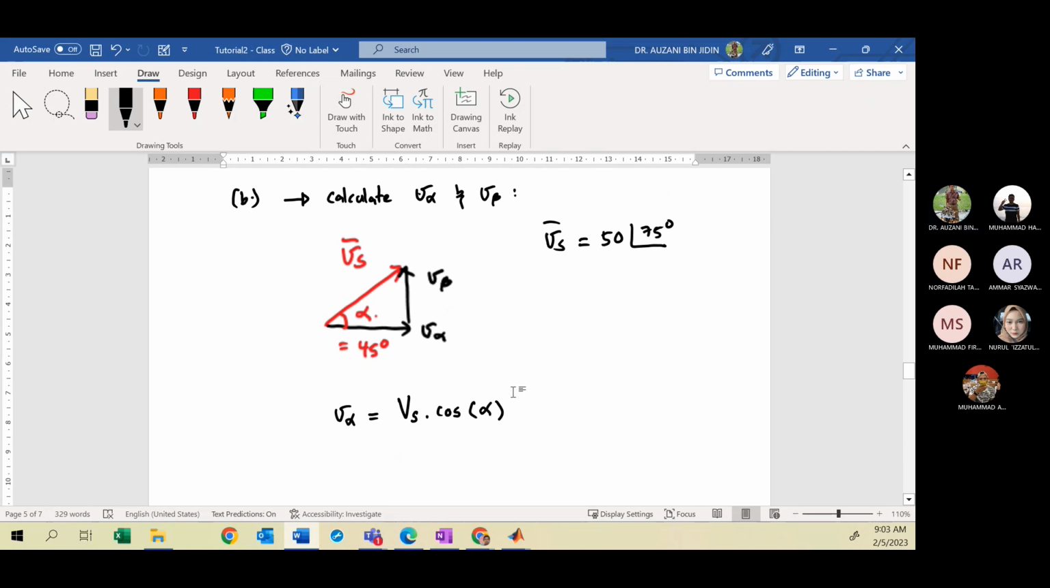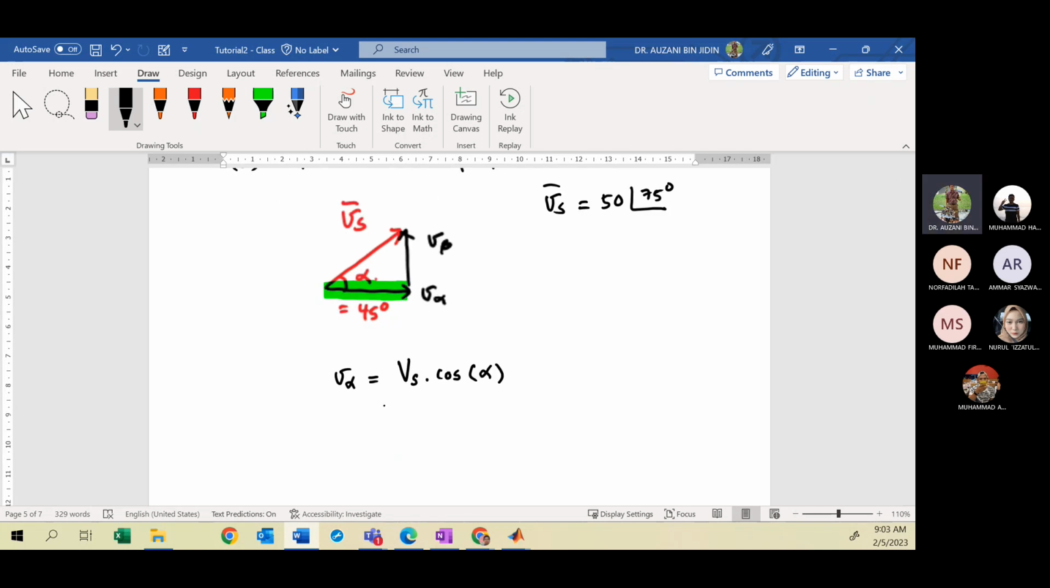To calculate V alpha, you apply the cos function. Where your Vs is 50 volt, cos 45 degrees. Then you get what? 35.355 volt.